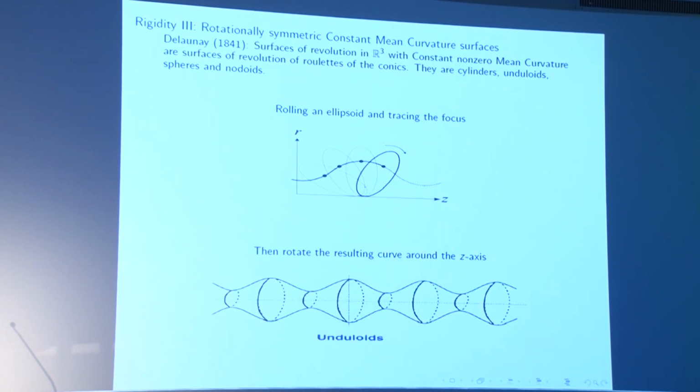And then you rotate it, then this gives you the undulate. So this is the surface that is more interesting to me in this talk. Of course, this is a very good classification because it classifies all of them by roulettes of the conics, but also you can use ODE techniques to get the surfaces. I showed you the expression of non-local mean curvature. This is something that, of course, you cannot do.